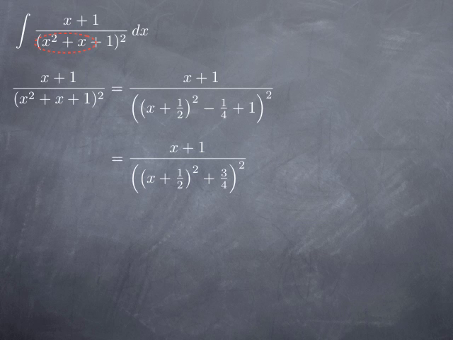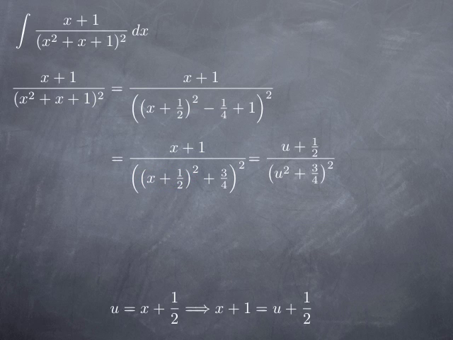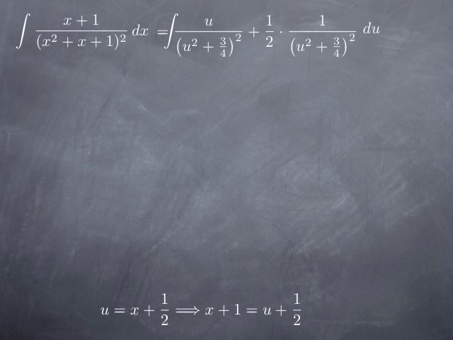And now the next step is to make a substitution where u becomes whatever is under the square. And then we're going to have to replace x plus 1 in terms of u as well, but if u is x plus 1/2, then that means x is u minus 1/2, so when I add 1, I get u plus 1/2. So we obtain u plus 1/2 over u squared plus 3/4 squared. Then we split the fraction, as we have already done. It's u over u squared plus 3/4 squared plus 1/2 of 1 over u squared plus 3/4 squared. And so now this is what we need to integrate with respect to u.